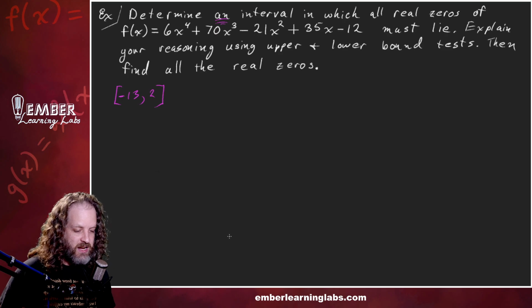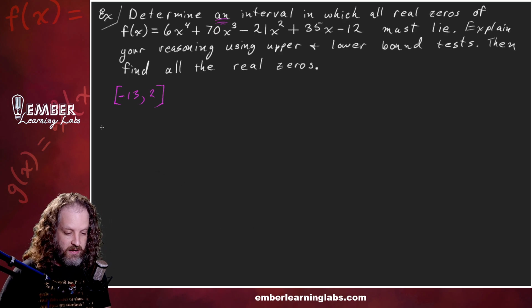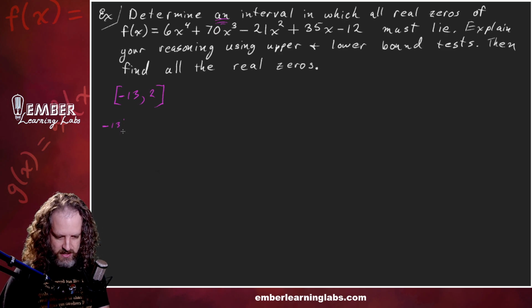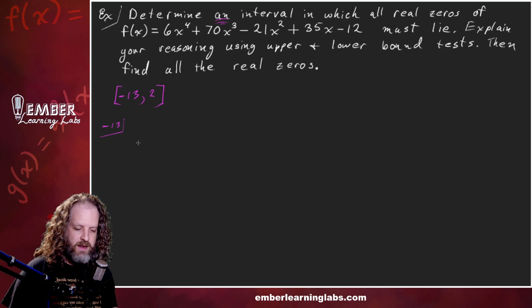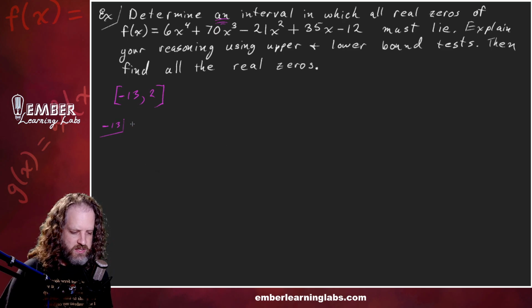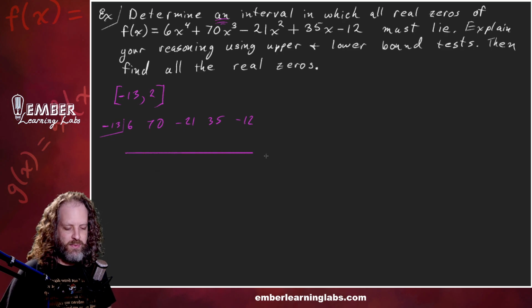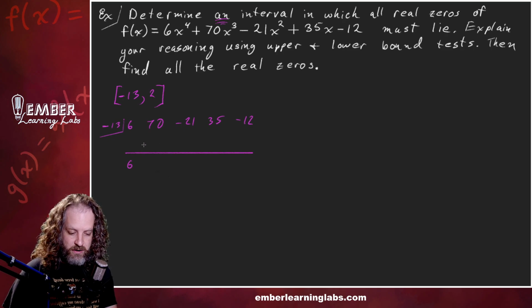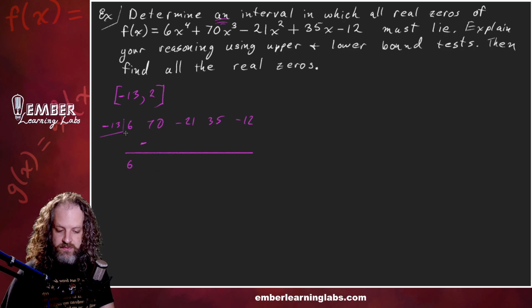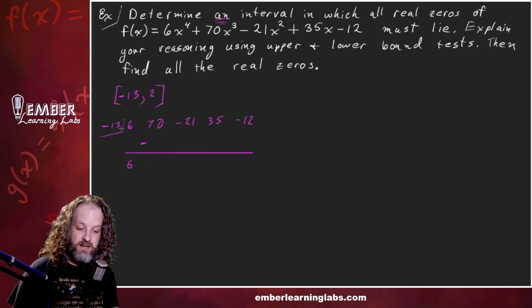So let's test this negative 13. Negative 13, which is a bit of a painful thing, but that's fine. We're going to plug in all the coefficients here: 6, 70, negative 21, 35, negative 12. We got some junk to multiply. We can do this. So bring down our 6. 6 times negative 13 is negative something. Negative 60 plus 18 is negative 78.